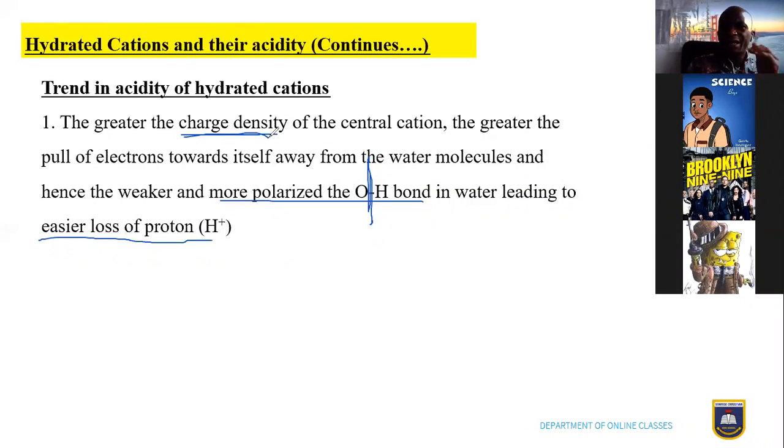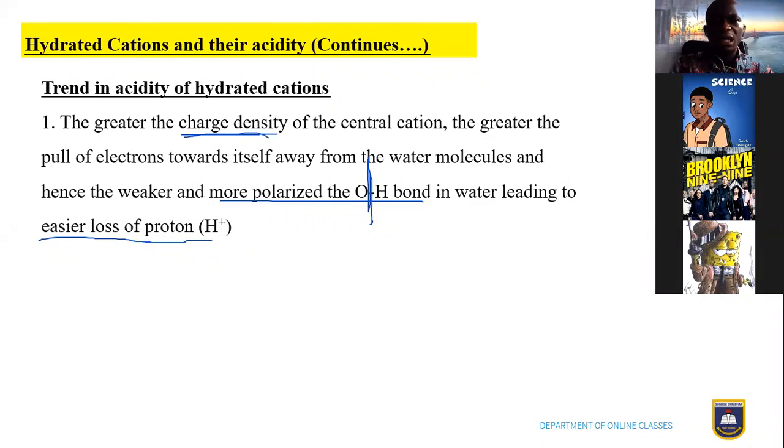So take note of that. The greater the charge density of the central cation, the greater the pull of electrons towards itself, away from the water molecules, and hence the weaker and more polarized the OH bond in water, leading to easier loss of proton. Polarized here only means that, as an English word, it becomes weaker. So this is one of the things that determines the acidity of hydrated cations: charge density.